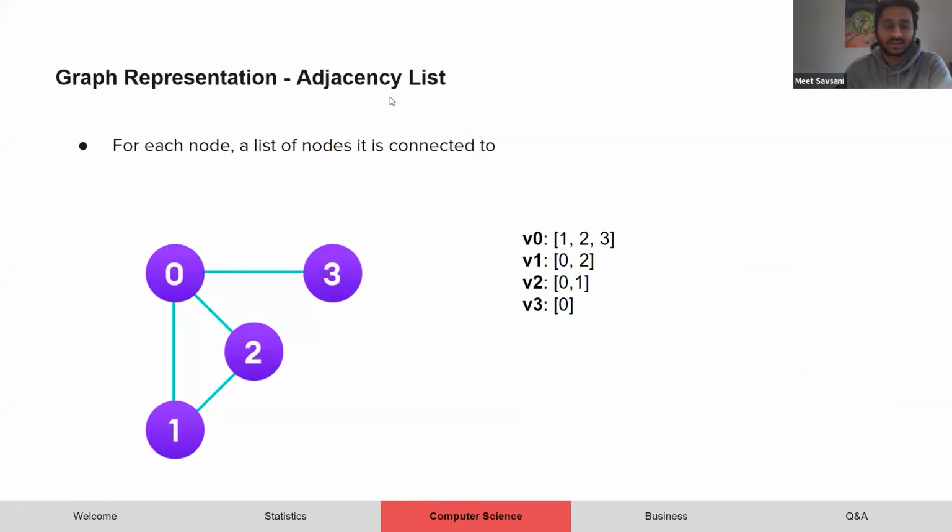The second way is an adjacency list. With a similar approach to the matrix, we just create a list of all the nodes and their connections. For example, node 0 is connected with 1, 2, and 3. Node 1 is connected with 0 and 2. Likewise, we create a list for all the nodes in the graph. So it's very straightforward and it's very simple.